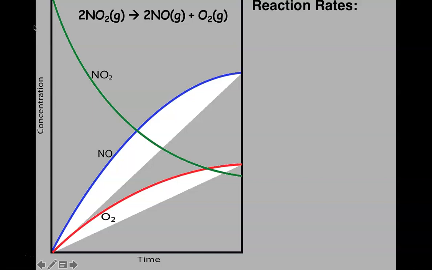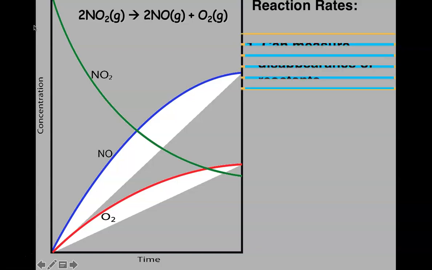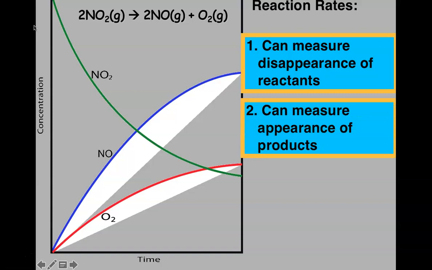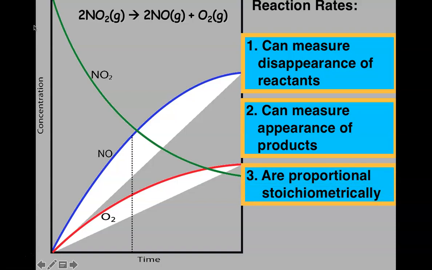All of this comes down to ultimately the stoichiometry, your favorite subject last year in chemistry. So again, we can measure the disappearance of the reactants. We can measure the appearance of the products, all these different green, blue, and red lines. And they are proportional stoichiometrically. So green and blue are opposites, because one's a reactant, one's a product, but they have the same coefficient. And then blue and red, it's a 2-to-1 ratio.